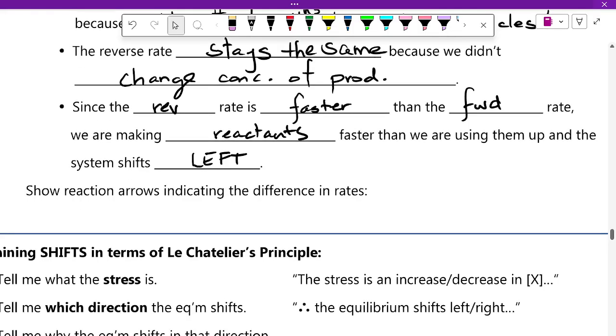What would our reaction arrows look like? Which one would be longer? The one going to the left, yeah. So you would have this one longer than that one. Yay. Okay.